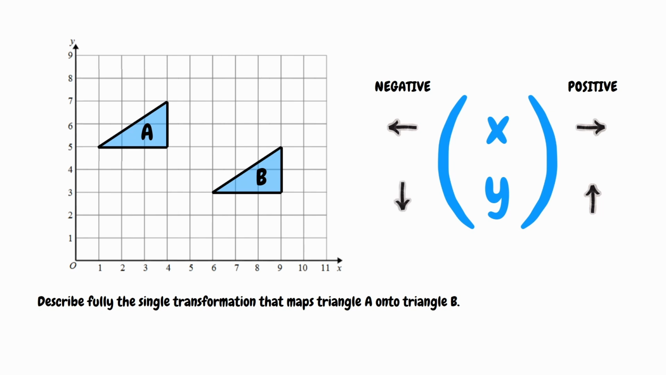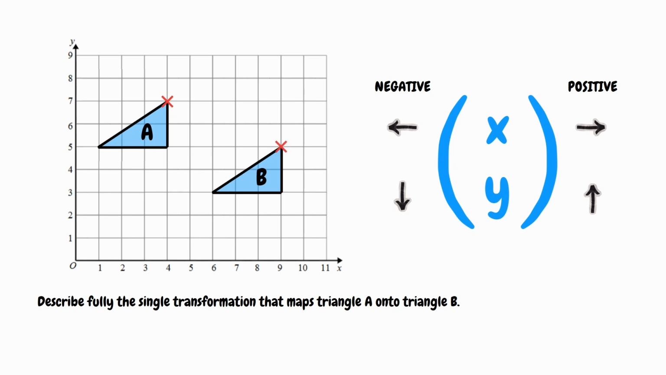So to find our vector, we want to see by how much our shape has actually moved. And to do this, I'm going to pick a single point. It doesn't matter which point I choose, as long as I make sure that I pick the corresponding point on the other triangle. So for this question, I'm going to pick the top right corner of triangle A. So to track the translation, I need to make sure I'm picking the top right corner of B.